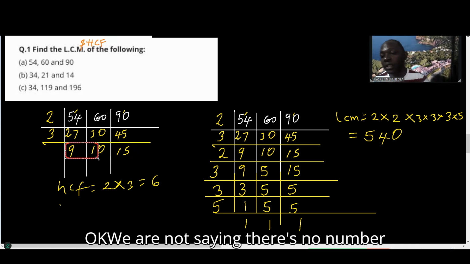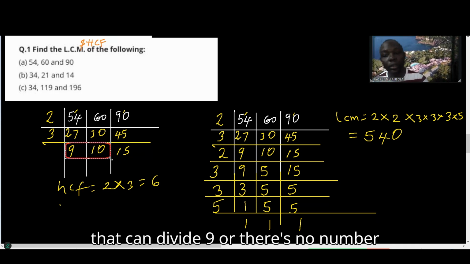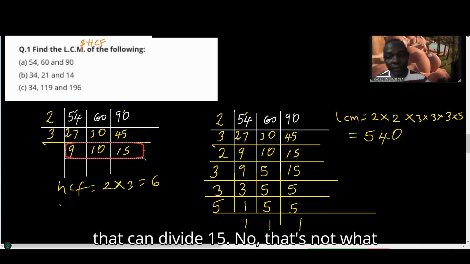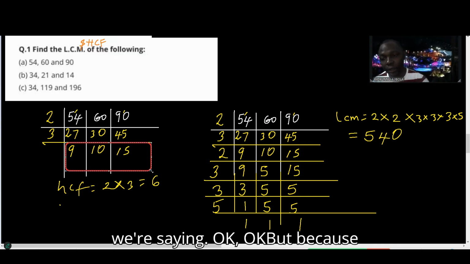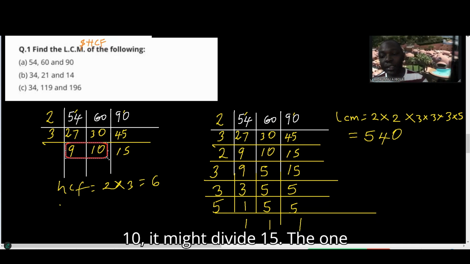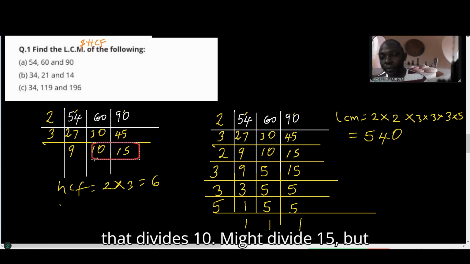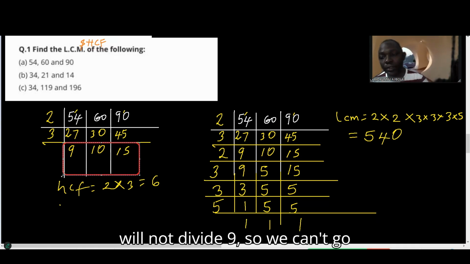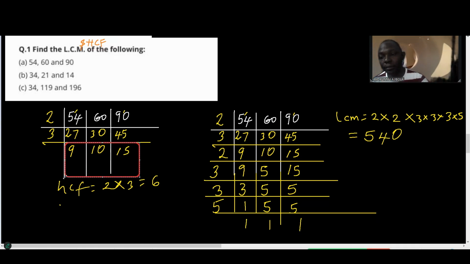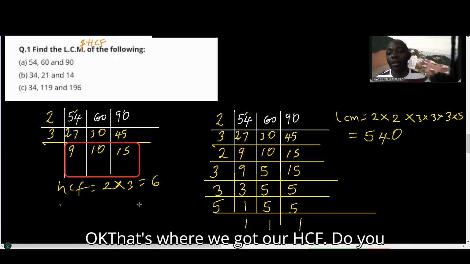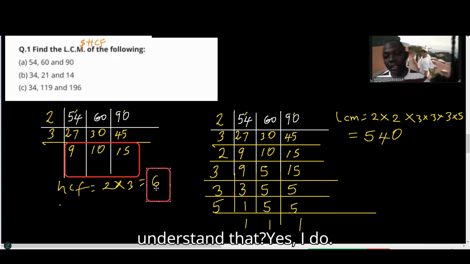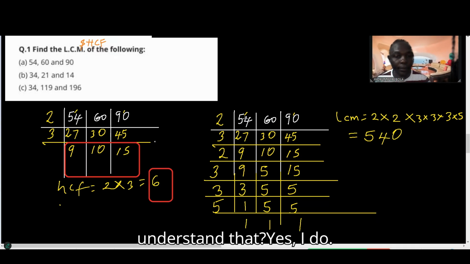We are not saying there's no number that can divide 9, or no number that can divide 10, or no number that can divide 15. No, that's not what we're saying. But the number that divides 9 will not divide 10, though it might divide 15. The one that divides 10 might divide 15 but will not divide 9. So we can't go further. That's where we got our HCF. Do you understand that? Yes, I do.